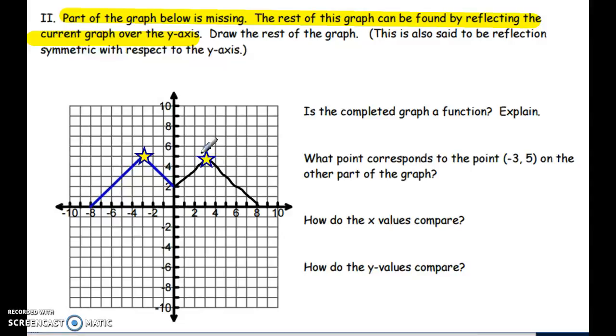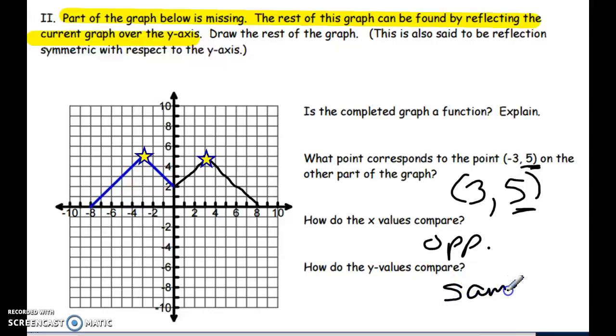How do the x and y values compare? Well, so we can clearly see that the image is at +3, +5. So when we reflect about the y-axis, notice how this time it's the y value that stays the same and the x values are now opposite each other. So how do the x values compare? Well, we're working with opposites again. And the y values, those have remained the same.